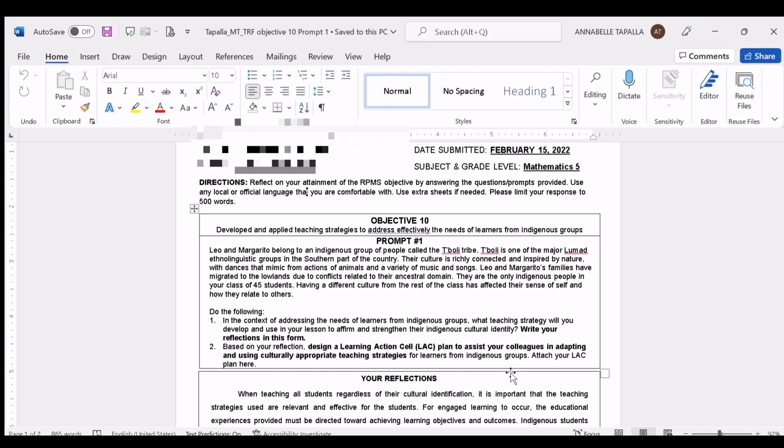Having a different culture from the rest of the class has affected their sense of self and how they relate to others. So here are the 2 items that we are going to do. Do the following. In the context of addressing the needs of learners from indigenous groups, what teaching strategy will you develop and use in your lesson to affirm and strengthen their indigenous cultural identity? Write your reflections in this form. Then number 2, based on your reflection, design a learning action cell or LAC plan to assist your colleagues in adapting and using culturally appropriate teaching strategies for learners from indigenous groups. Then attach your LAC plan here.